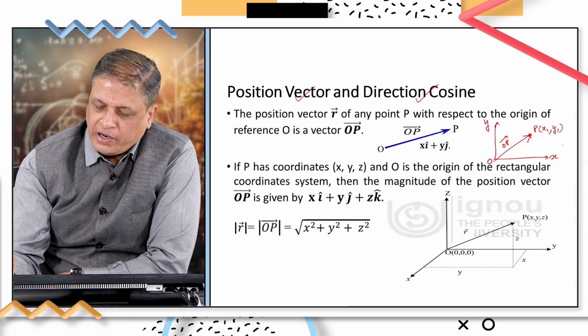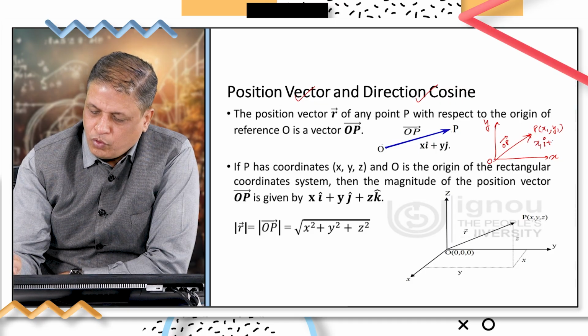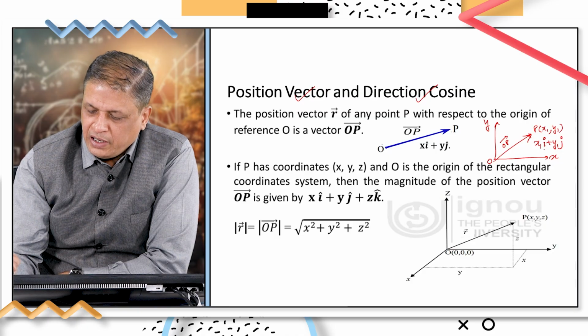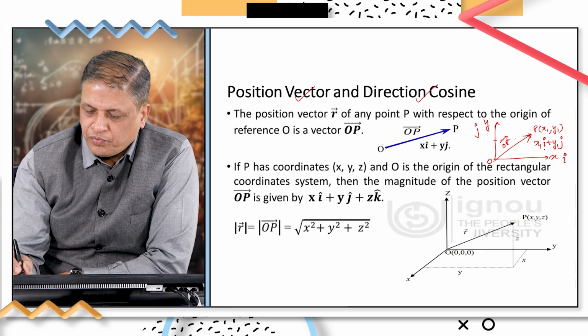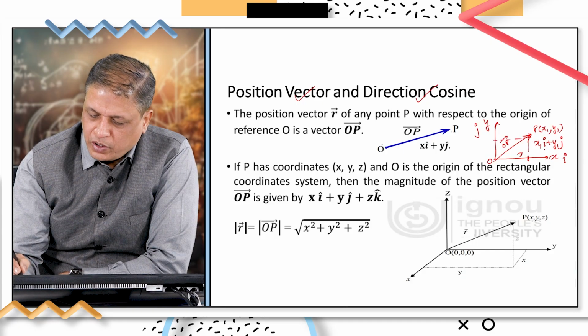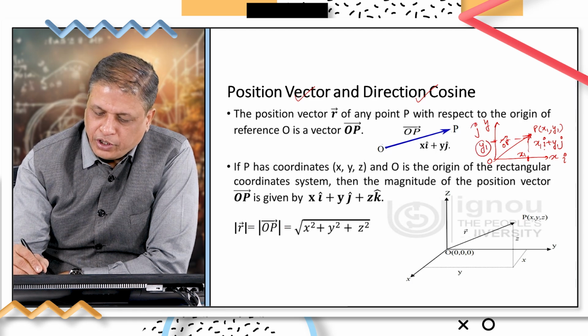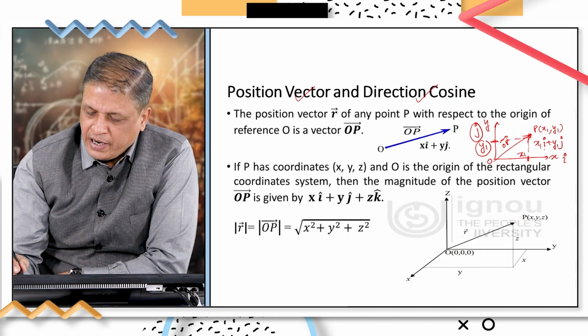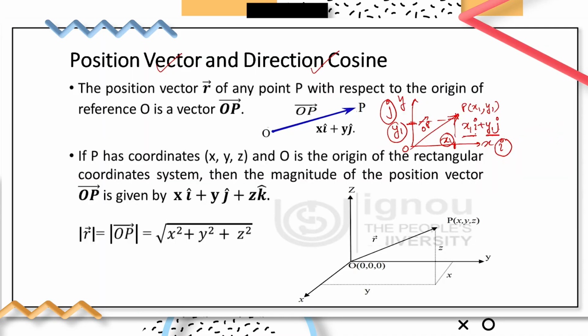Now, vector OP will be represented by x1 i plus y1 j, where i and j are the unit vectors in the direction of x and y. So, this point is x1 and this point is y1. So, y1 multiplied by the unit vector j gives you the y component, and x1 multiplied by the unit vector i gives you the x component. That is why the total representation of the vector OP will be given by x1 i plus y1 j.